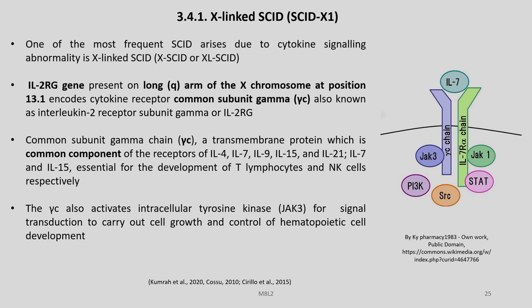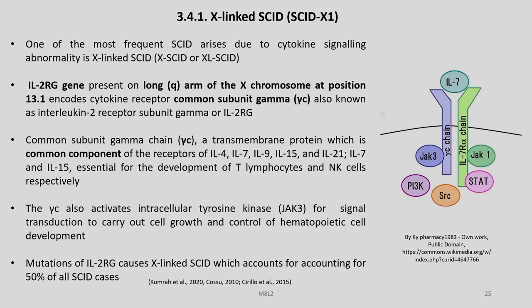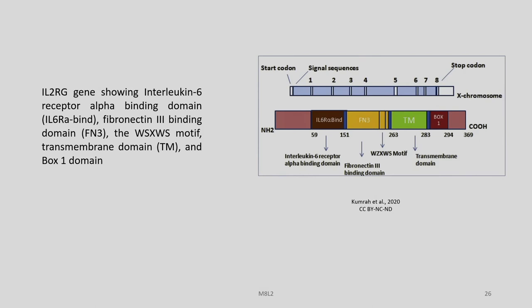The gamma C also activates intracellular tyrosine kinase JAK3 for signal transduction to carry out cell growth and control of hematopoietic cell development. Mutations of IL2RG cause X-linked SCID, which accounts for 50% of all SCID cases. The IL2RG gene shows the interleukin 6 receptor alpha binding domain, IL6R alpha binding here, and then the fibronectin 3 domain, FN3, and the WSXWS motif, transmembrane domain TM, and the BOX1 domain as shown in this picture.